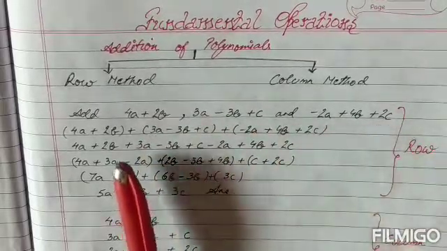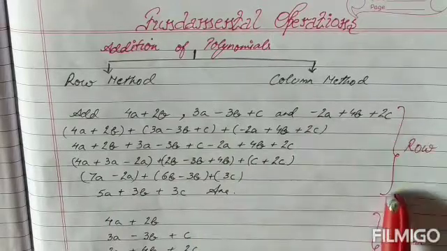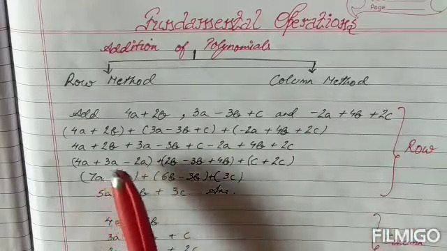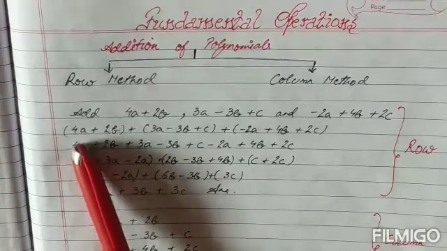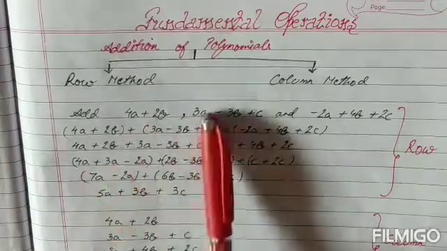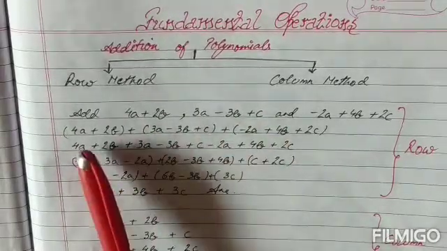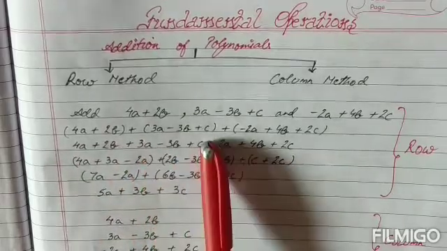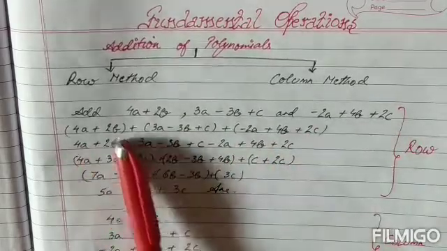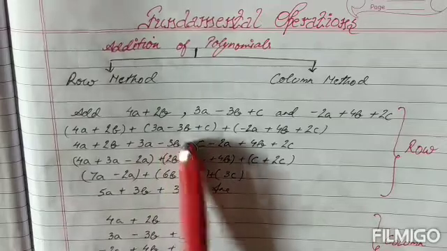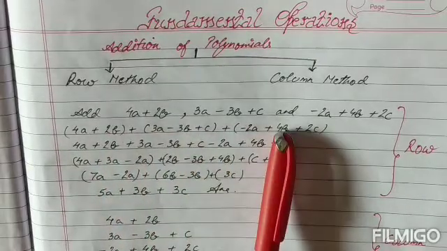Now first I'm showing you the row method. As you can see over here, I've written the row method. In that, children, first thing is I have copied the same thing, right? Only thing is I have enclosed them inside a bracket so that I know what the different terms of the different polynomials are. These are three polynomials.